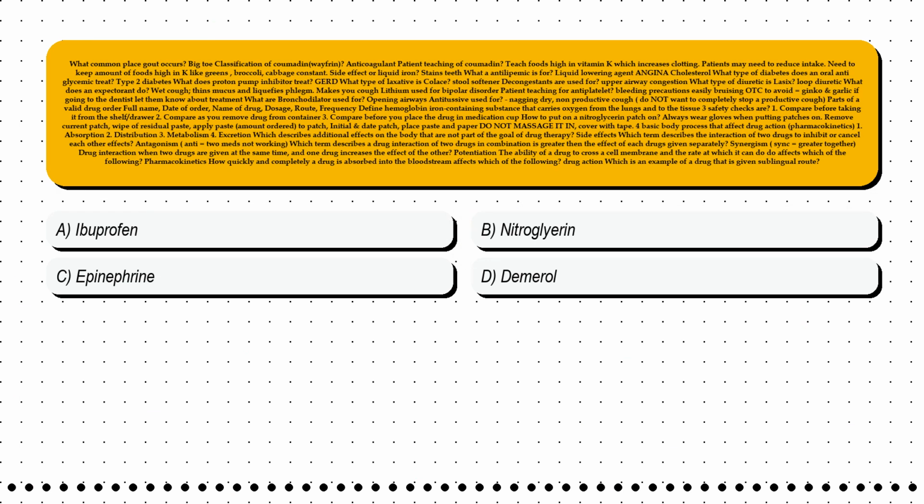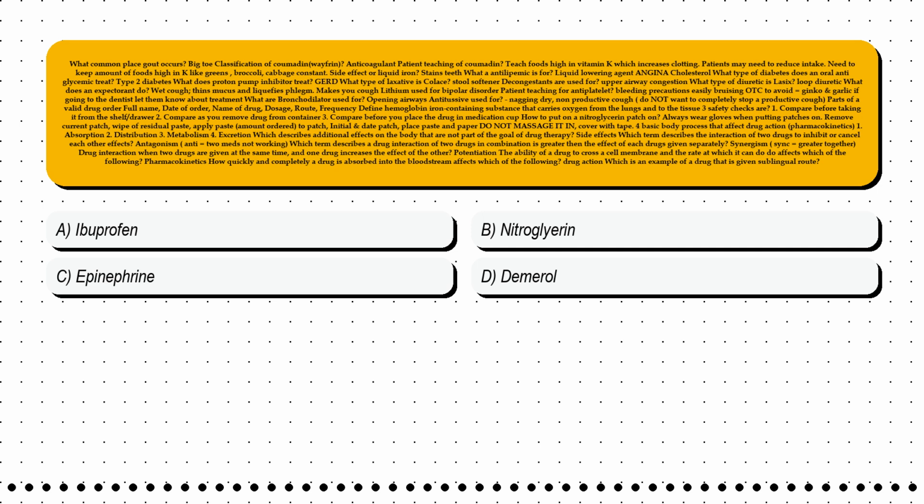Question 354. Where does gout commonly occur? Big toe. Classification of Coumadin, warfarin: anticoagulant. Patient teaching for Coumadin: teach that foods high in vitamin K increase clotting. Patients may need to reduce intake. Need to keep the amount of foods high in vitamin K, like greens, broccoli, and cabbage, constant.